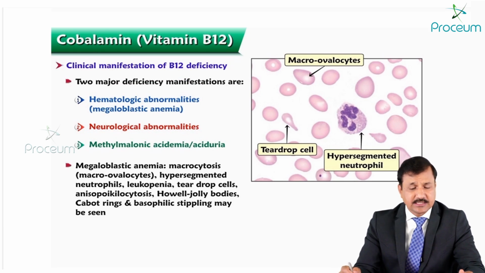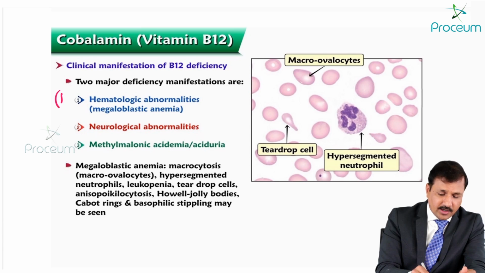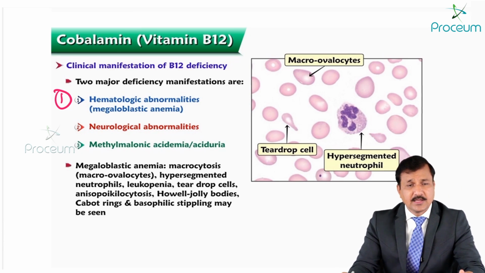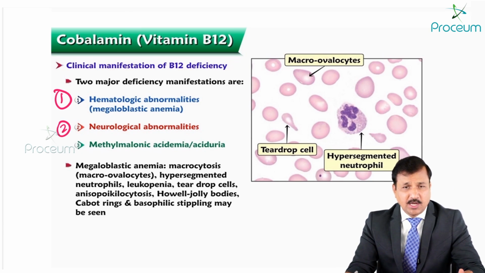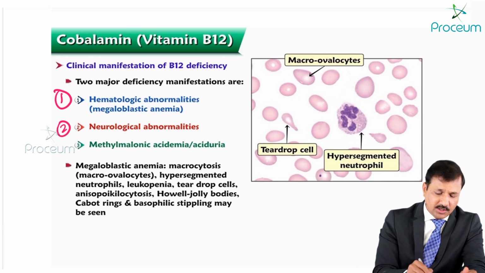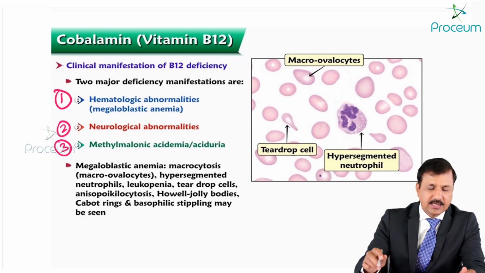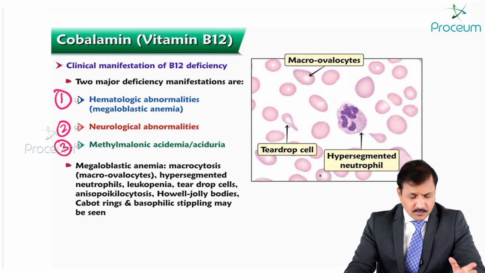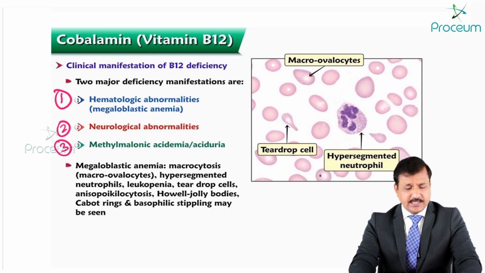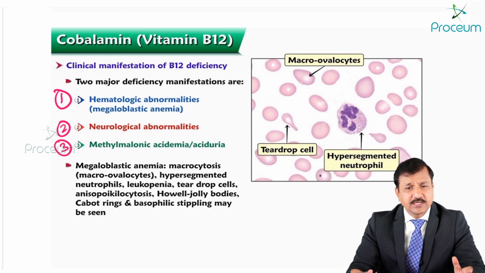What are the three things? One is you will have to look for megaloblastic anemia. Second, you need to look for neurological abnormalities. And the third thing that you need to look for is elevation of methylmalonic acid in the blood or in the urine. Okay, now let's see what type of megaloblastic anemia you see.